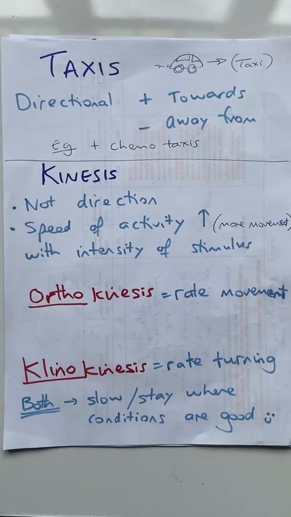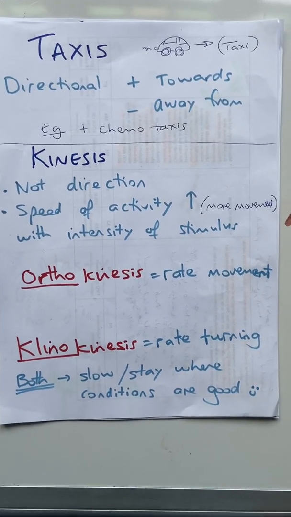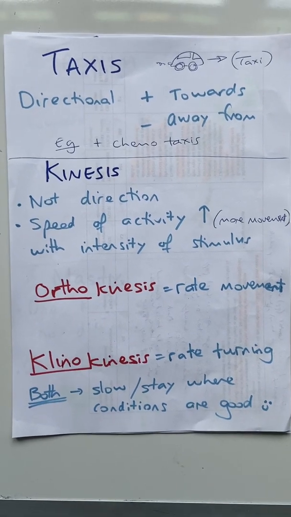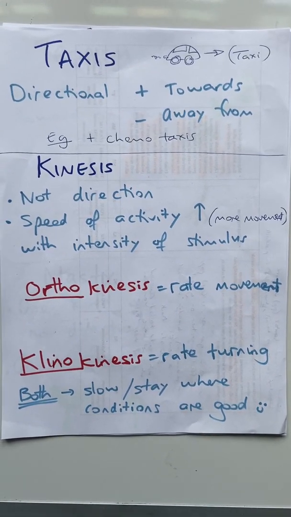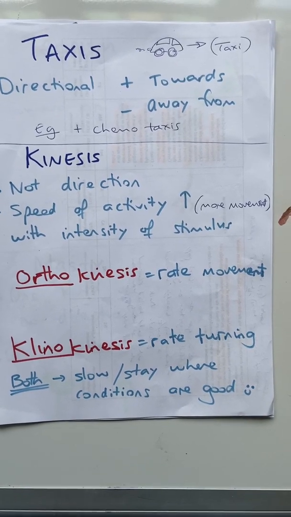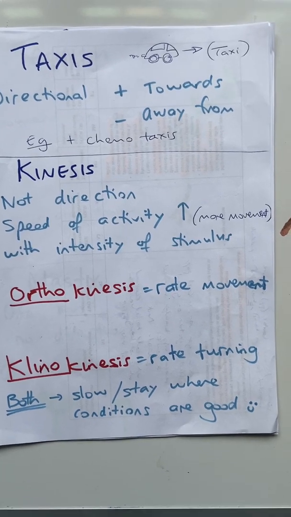A kinesis is still an animal movement, but it's a little bit harder to understand because it's not moving in a certain direction. It's more to do with the speed of the movement, and the greater the stimulus, the more the speed will increase. So there's 2 kinds, ortho and clinokinesis.